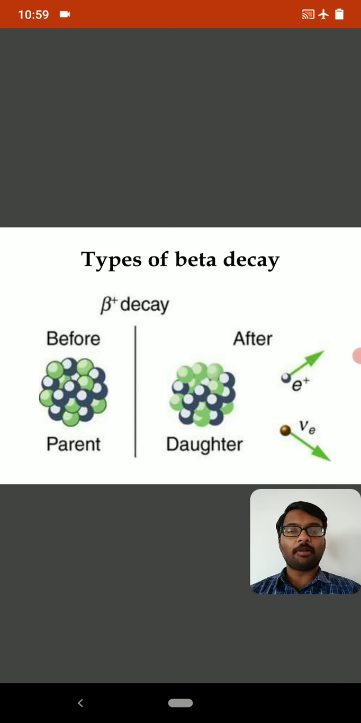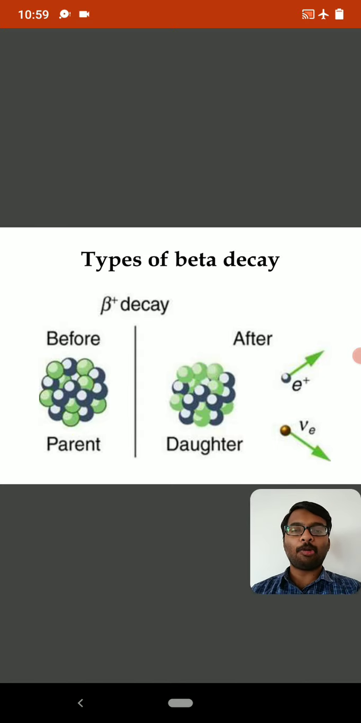Along with that positron, here also one elementary particle is emitted, known as a neutrino. In the previous case it is an antineutrino, and in this case it is a neutrino. So this is the second type of beta decay. The negative beta decay and the positive beta decay, beta minus and beta plus, depend upon the charge of the emitted particle. If it is negative, that is an electron, it is beta minus decay. If it is positive, that is a positron, it is known as beta plus decay.